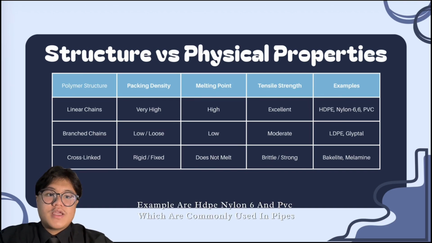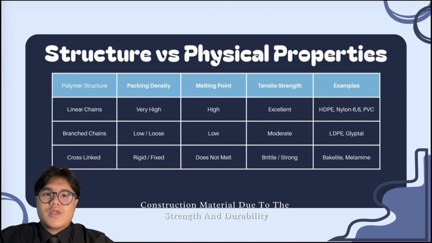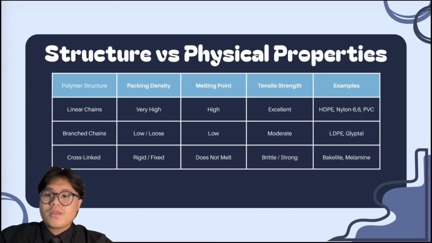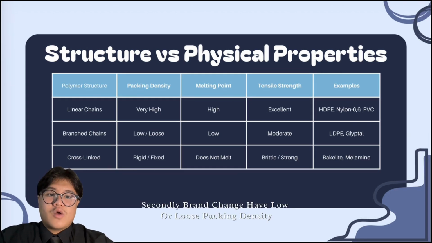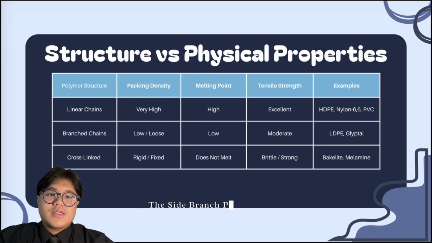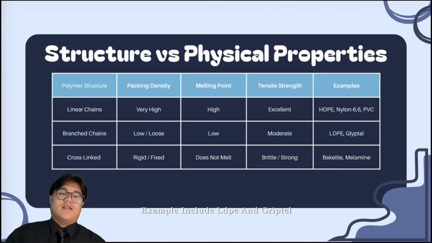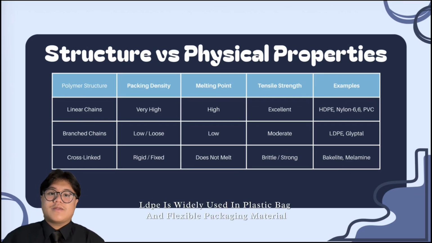Examples are HDPE, nylon 6, and PVC, which are commonly used in pipes, bottles, ropes, and construction material due to their strength and durability. Secondly, branch chains have low or loose packing density, lower melting point, and moderate tensile strength. The side branches prevent tight packing, making the material softer and more flexible. Examples include LDPE and deep tail. LDPE is widely used in plastic bags and flexible packaging material.